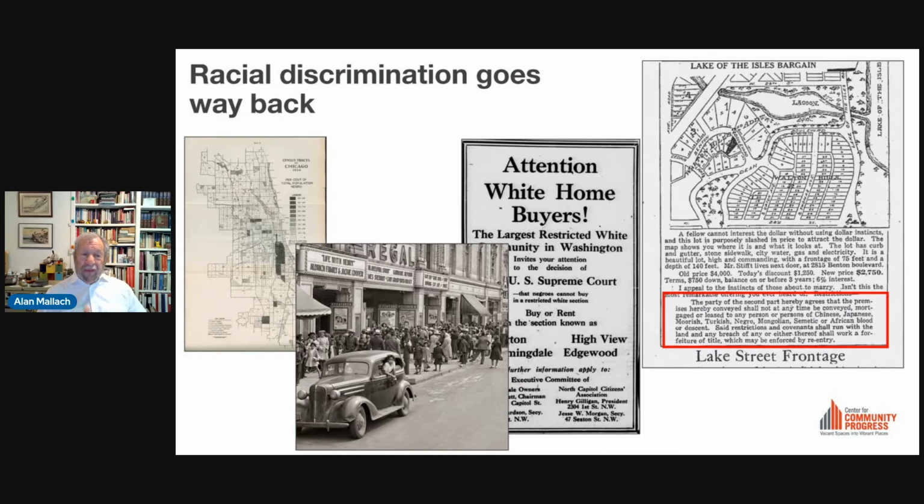Basically, what happened after that Supreme Court ruling, you started to get language written into deeds that said, and I'll just read this one on the right-hand side because I don't know if you can read it. It's pretty small print. The party of the second part, which means the buyer, hereby agrees that the premises shall not at any time be conveyed, mortgaged, or leased to any person or persons of Chinese, Japanese, Moorish, Turkish, Negro, Mongolian, Semitic, I think they mean Semitic, or African blood or descent.